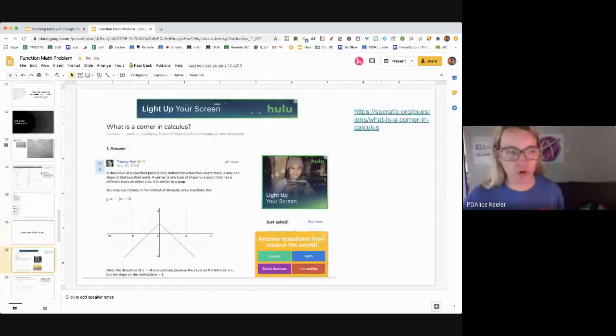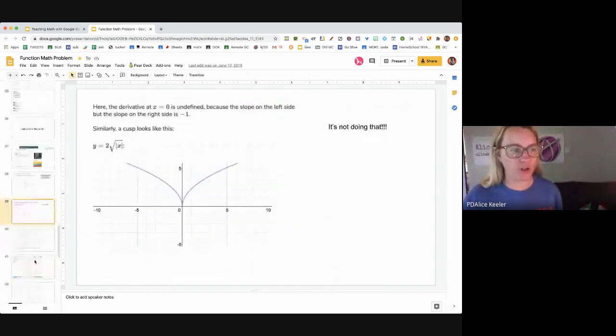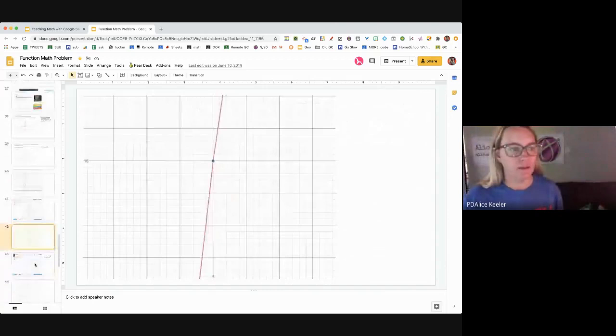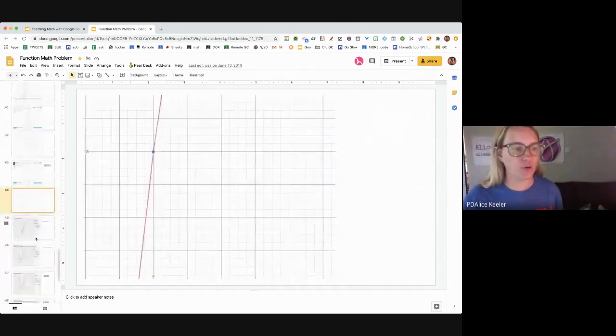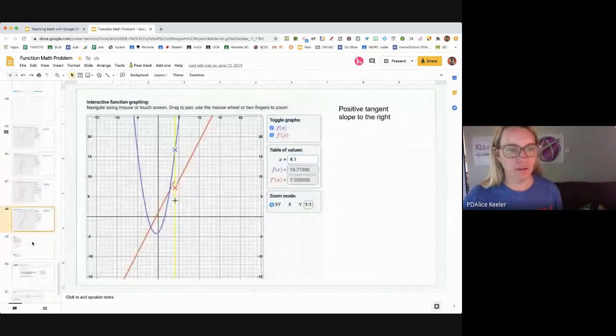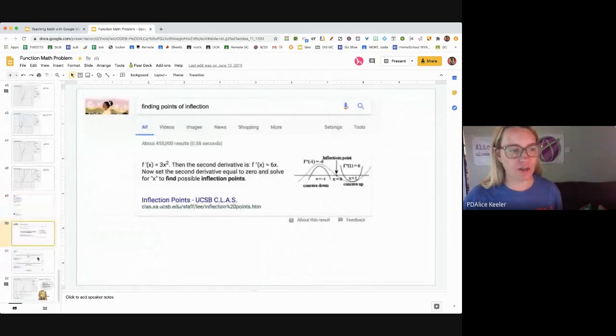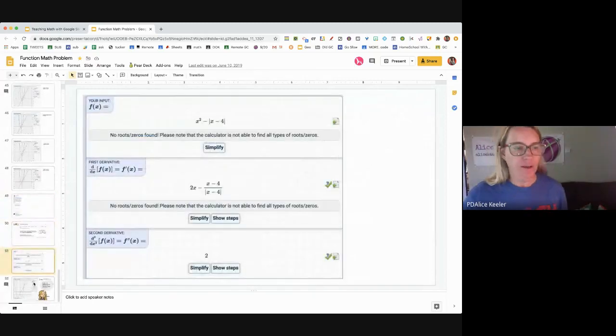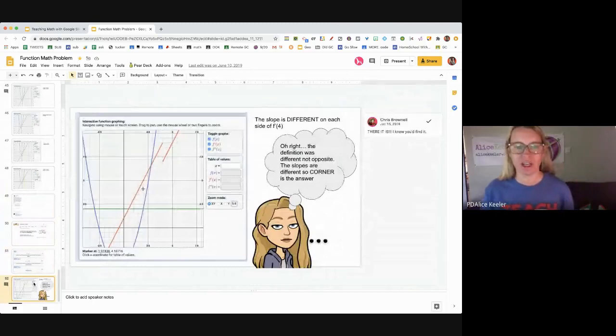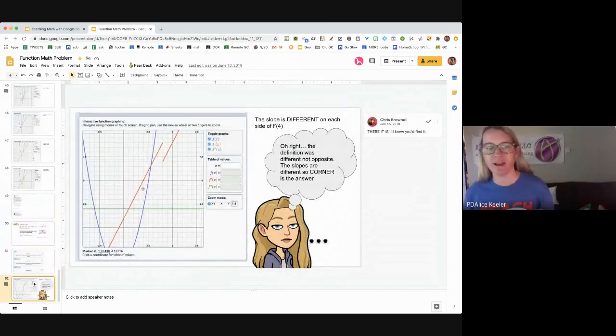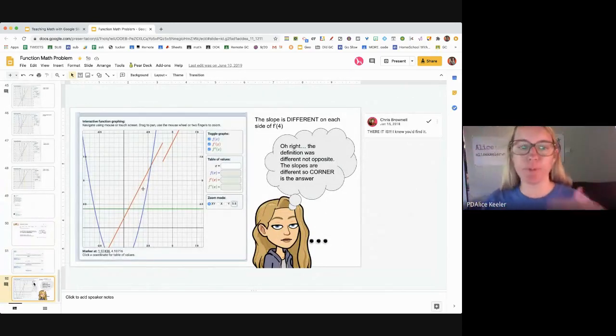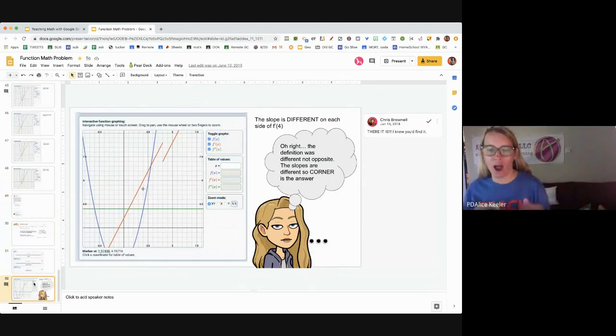So I do some more Google searching, more screenshots, right? More screenshots, more Google searching, more collaboration. And finally, I'm like, oh, geez. The definition said that the slope is different on each side, not that they're opposite.